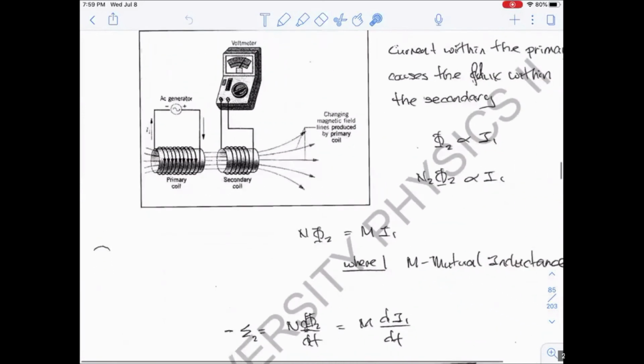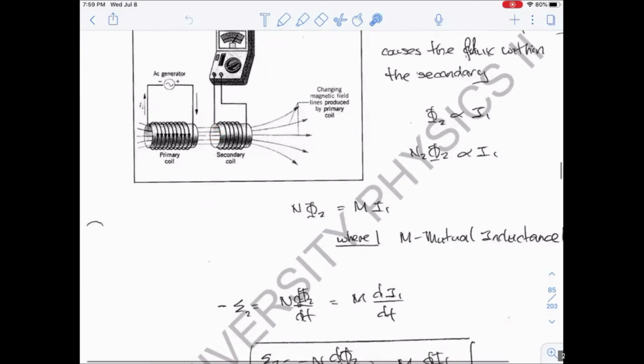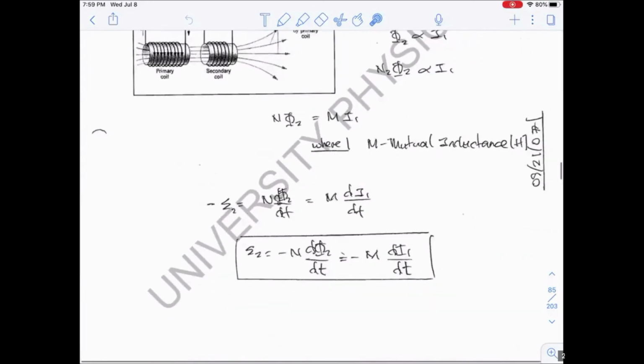Because the value of the current is changing, the strength of the magnetic field generated by that current is going to change, which means that the flux within the secondary is changing. So when you change the value of the current within the primary, you change the flux within the secondary. And changing flux in the secondary causes an electromotive force in the secondary.